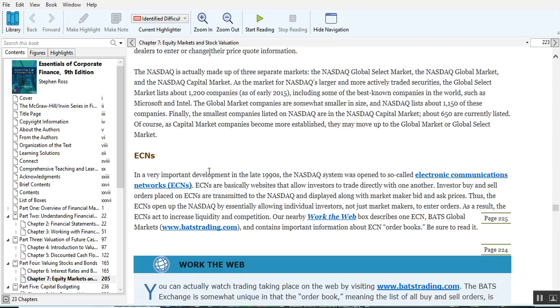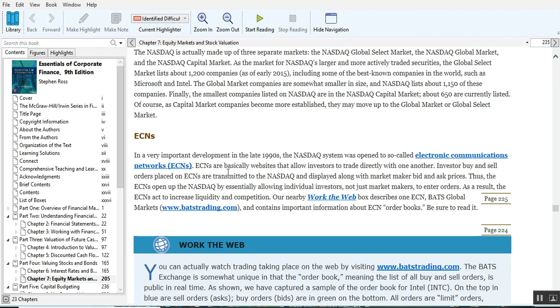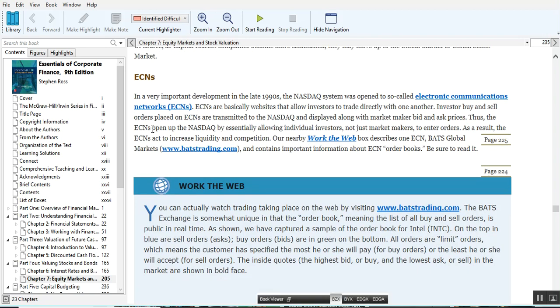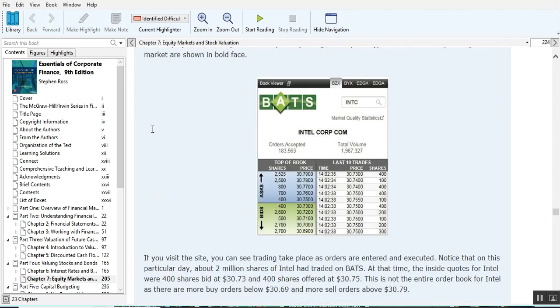So that's NASDAQ, and then they talk about electronic communications networks, and basically these are websites that allow you to trade directly with one another. Investor buy and sell orders are placed on these networks and transmitted to NASDAQ and displayed along with the market maker bid and ask prices. So ECNs open up the market quite a bit. These are like things that you see where you enroll in a service and you are trading and buying and selling your own securities, basically. It's kind of an over-the-counter electronic trading process.